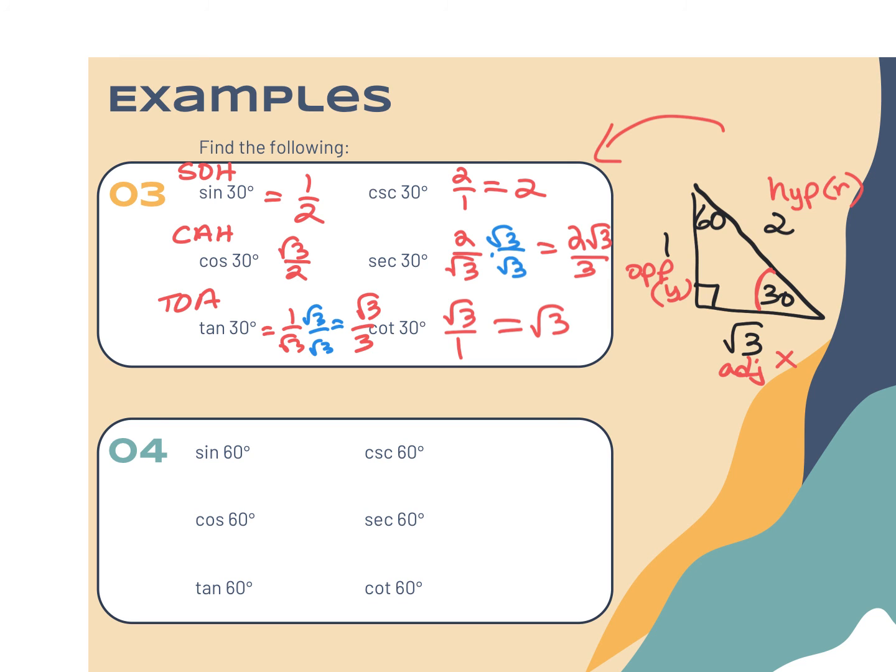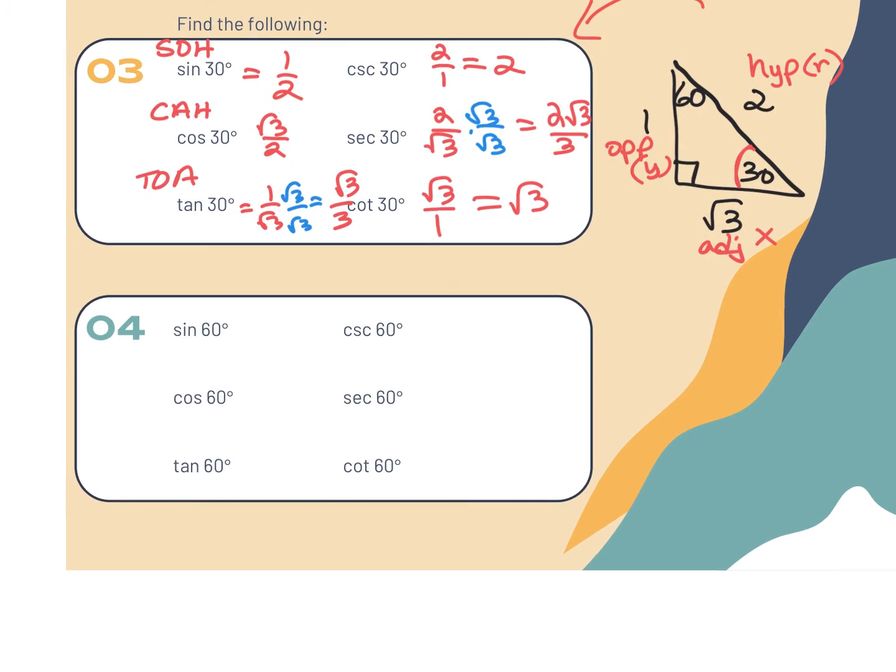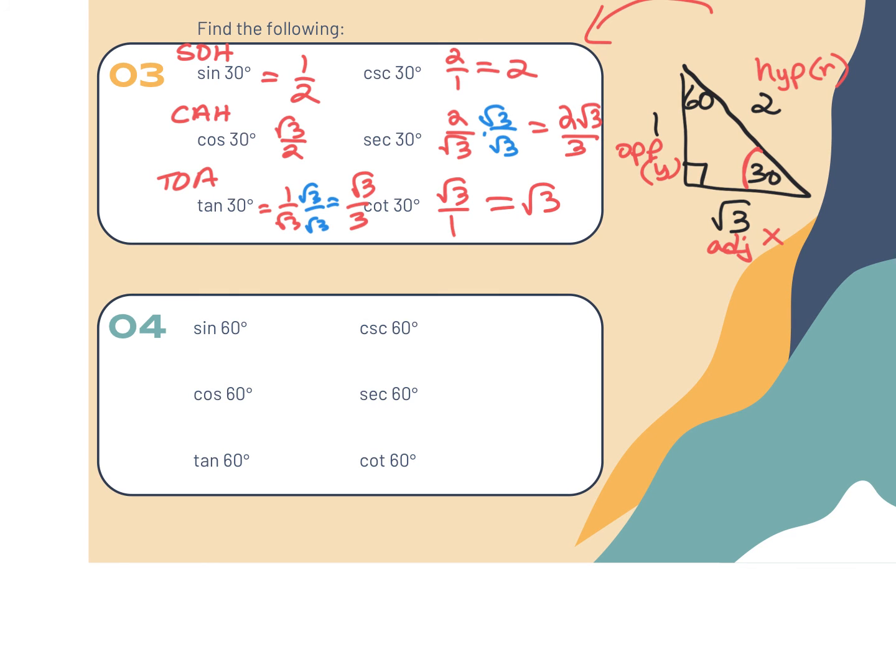So this is all 6 trig functions based off the 30-degree angle. Now I'm going to redraw the triangle because now the labels on my sides are in reference to the 60. So let me redraw the 30, 60, 90 here. So 30, 60, and 90. Again, this is still root 3. This is still 1 and 2.